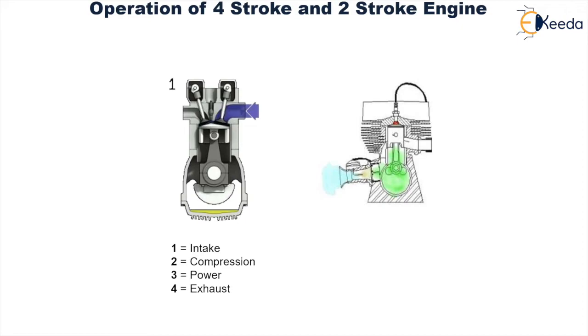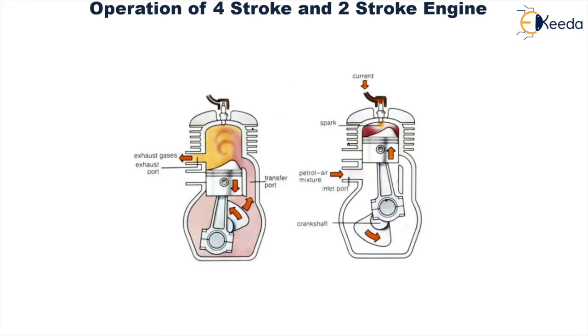This is an example of a two-stroke engine. In a two-stroke engine, within a single revolution of the crankshaft, all the four strokes are going to take place. The intake and compression will take place simultaneously, whereas the power stroke and the exhaust stroke are going to take place simultaneously. This is an example of a two-stroke engine.